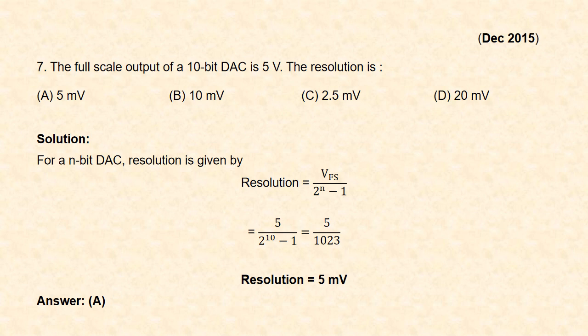Here they are given full scale output voltage as 5 and n is equal to 10. So substituting, we have 5 divided by 2 to the power 10 minus 1, which is equal to 5 by 1023. So approximately we have the resolution as 5 millivolt. So option A is the correct one.